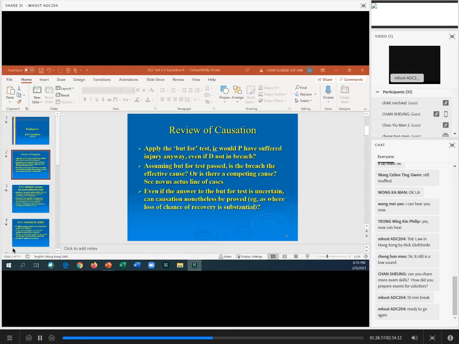But if the second cause was not reasonably foreseeable, it breaks the chain of causation and the second cause becomes the effective cause. The must-know case, I suggest to everybody, is Knightley and Johns, perhaps Wright and Lodge on sort of similar facts.